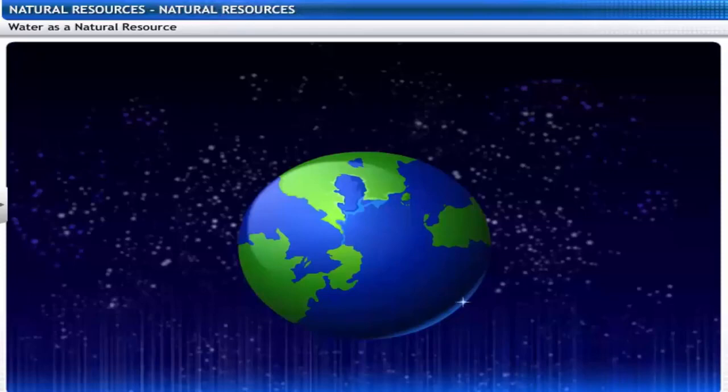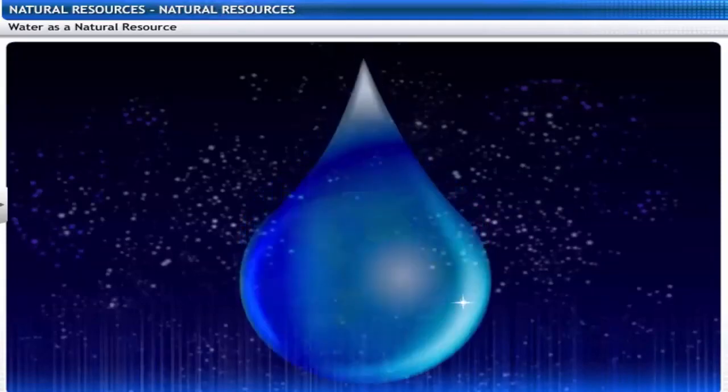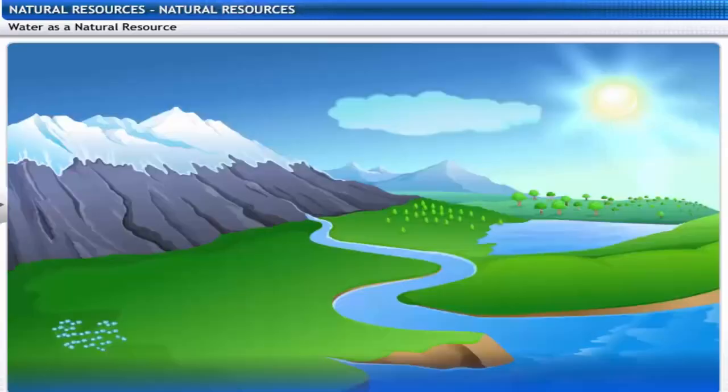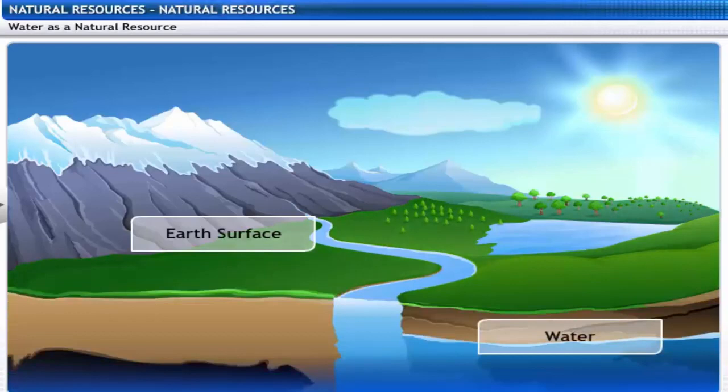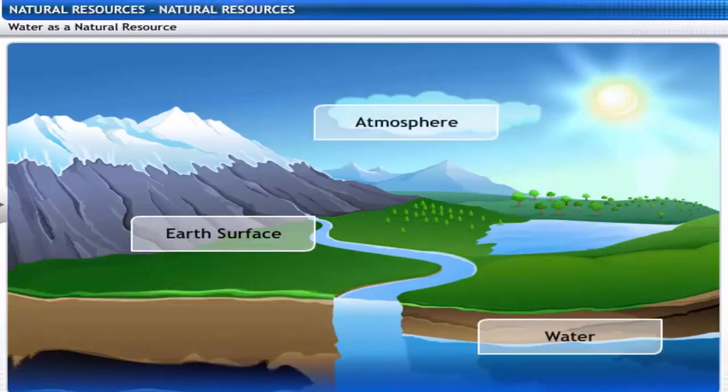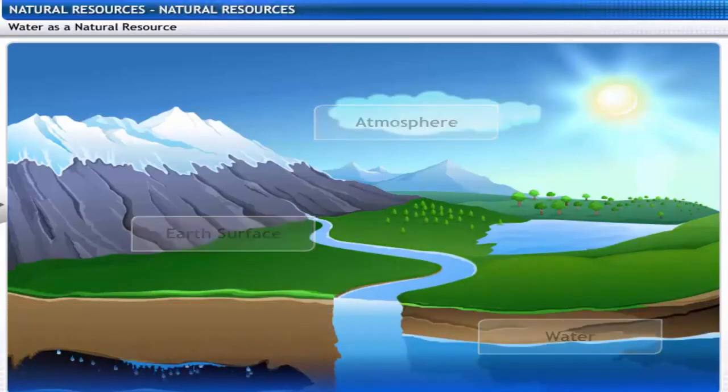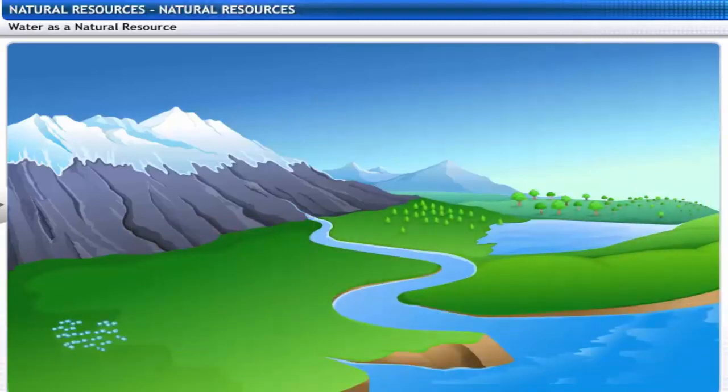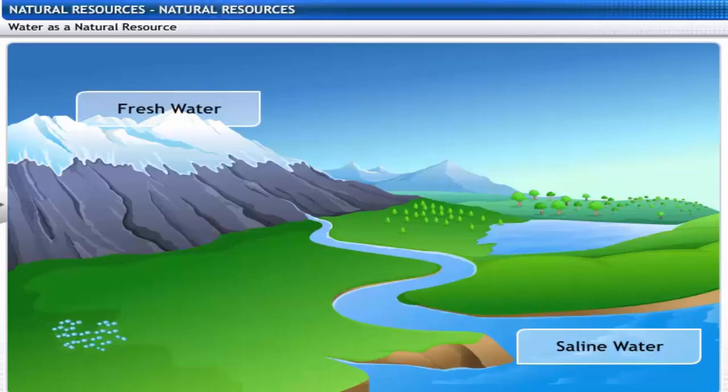Now, let us look at another natural resource, water. It is found on the Earth's surface, under the ground, and in the atmosphere as water vapor. Most of the water on the Earth's surface, found in seas and oceans, is saline. Fresh water is found frozen at the two poles, on snow-covered mountains, and in rivers and lakes.